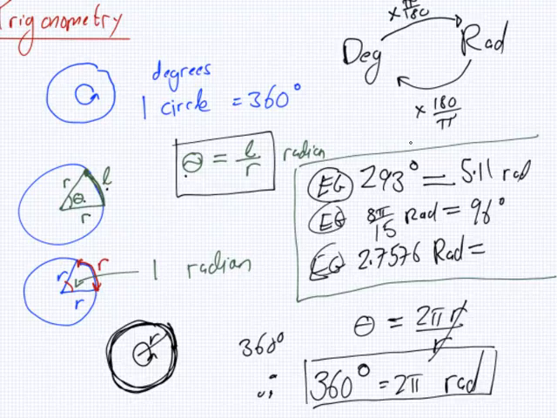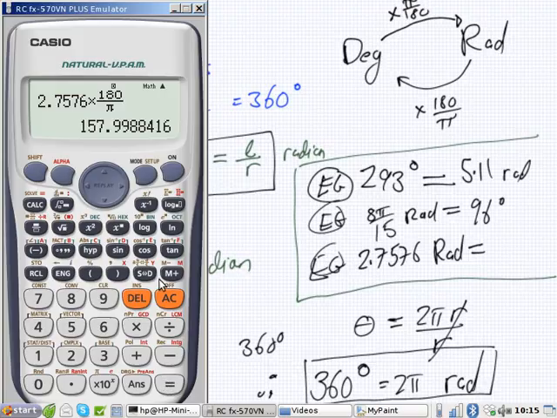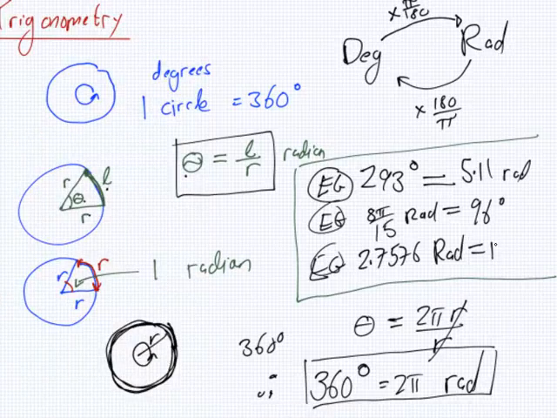Okay, do you have this one? Yep. 2.7576 times, now I want degrees, so that's 180 over pi. So this time I get basically 158 degrees. Like that. Yep. Okay, next now.